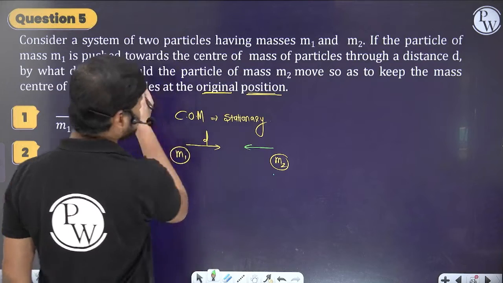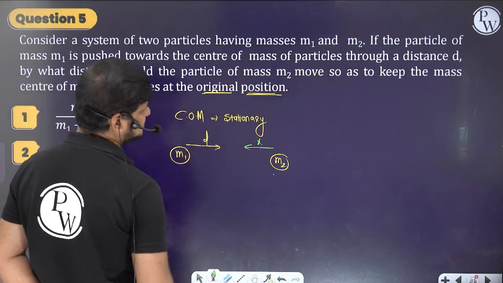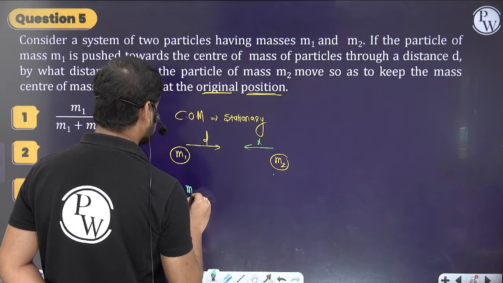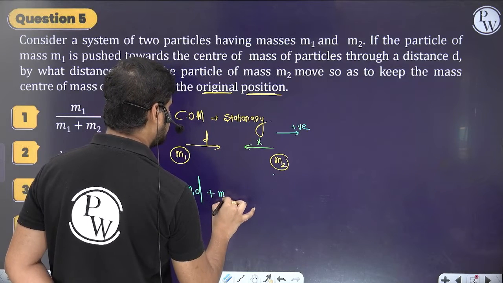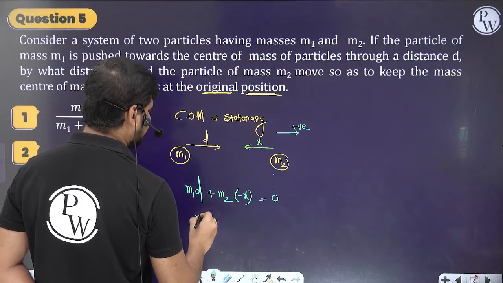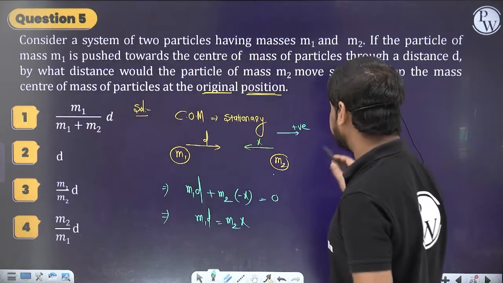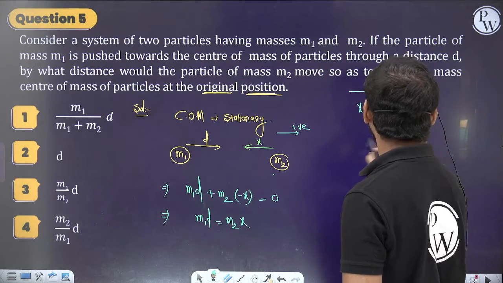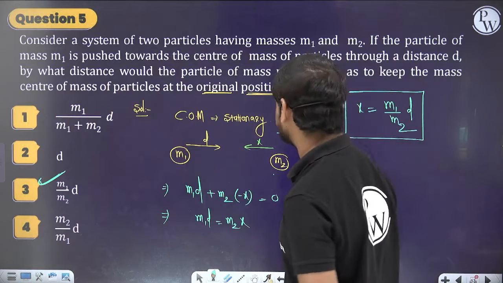If m1 is moved by the distance d, then m2 has to be moved by some distance x to the left. Again, the same concept applies: the center of mass is stationary. Taking the right side direction as positive, m1 into d plus m2 into minus x, since it is moving to the left, must equal 0. So m1 d equals m2 into x. We require how much distance the second particle has to be moved, that is x, which is m1 by m2 into d. So option 3 is the correct one. Clear, guys? Understood? Simple question.